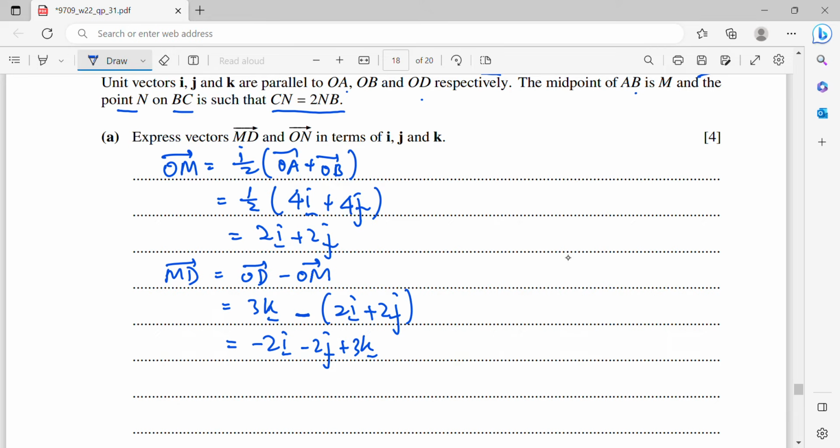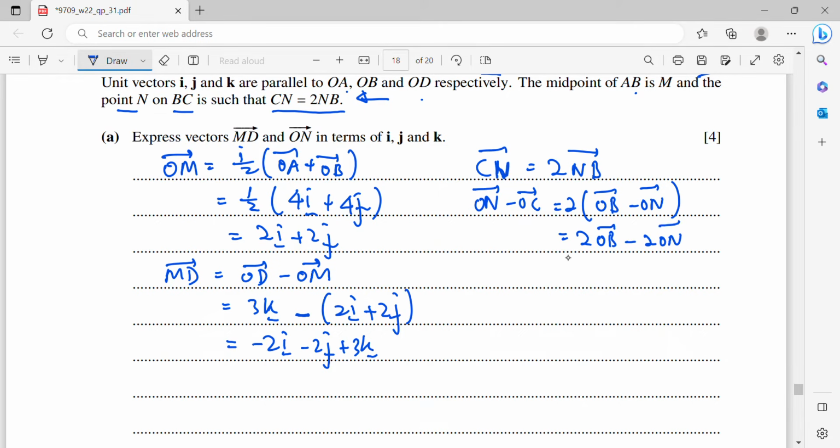Now to get the ON, we need to refer to CN equals 2NB. So CN is ON minus OC. NB is OB minus ON. So now do expansion, 2OB minus 2ON on the right side. So move the minus 2ON to the left side, it becomes 3ON equals 2OB plus OC. Okay, so 2OB. Now OB is basically 4J here.